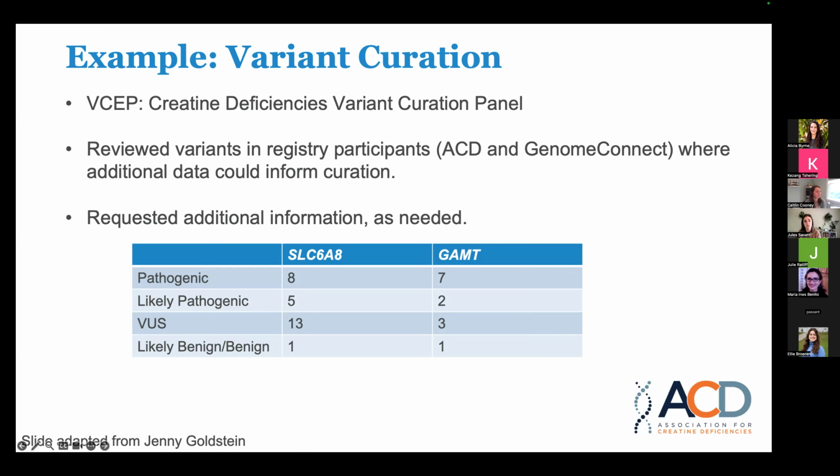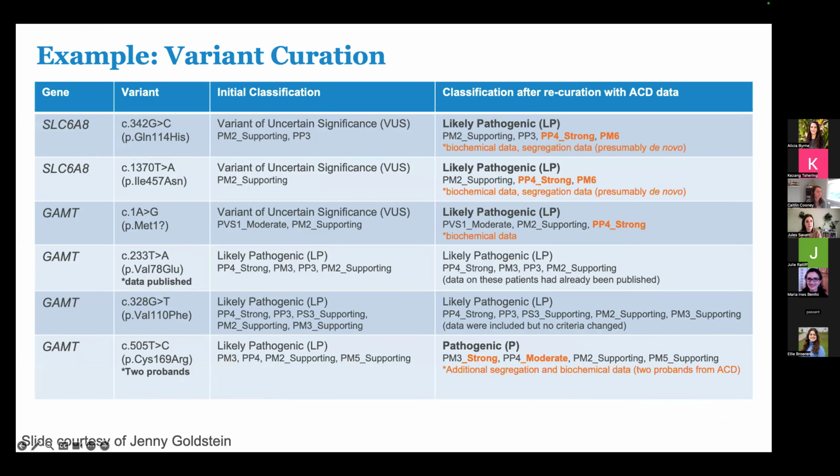Ultimately, they requested additional information such as biochemical evidence from a number of participants with variants in the SLC6A8 gene, an X-linked condition, and then the GAMT gene, an autosomal recessive condition. And after requesting that information, the slide from Jenny summarizes in orange the additional pieces of evidence that they were able to apply within those curations based on information they received from the participant.